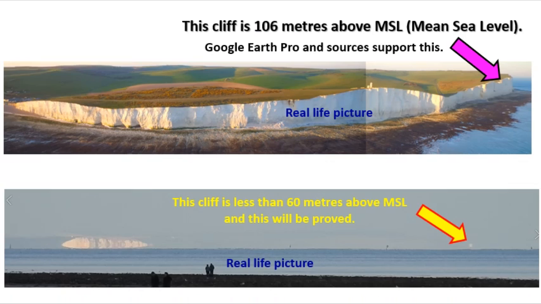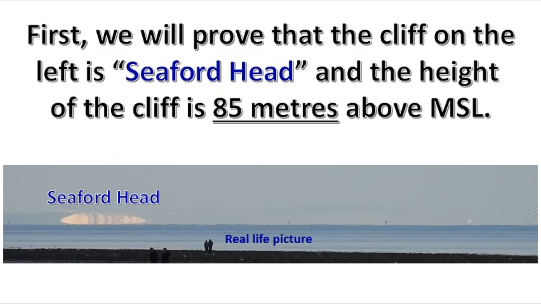This cliff is 106 meters above mean sea level. Google Earth Pro and sources support this. This cliff is less than 60 meters above mean sea level, and this will be proved. First, we will prove that the cliff on the left is Seaford Head, and the height of the cliff is 85 meters above mean sea level.